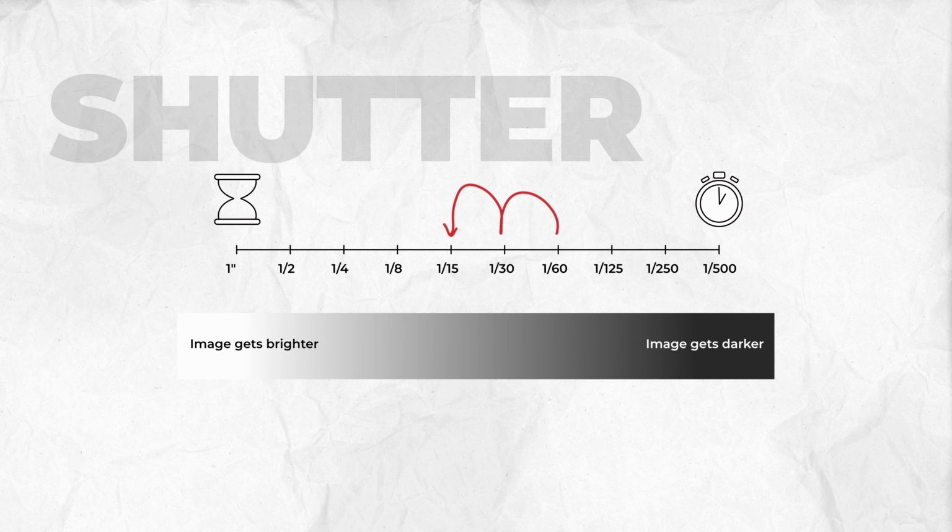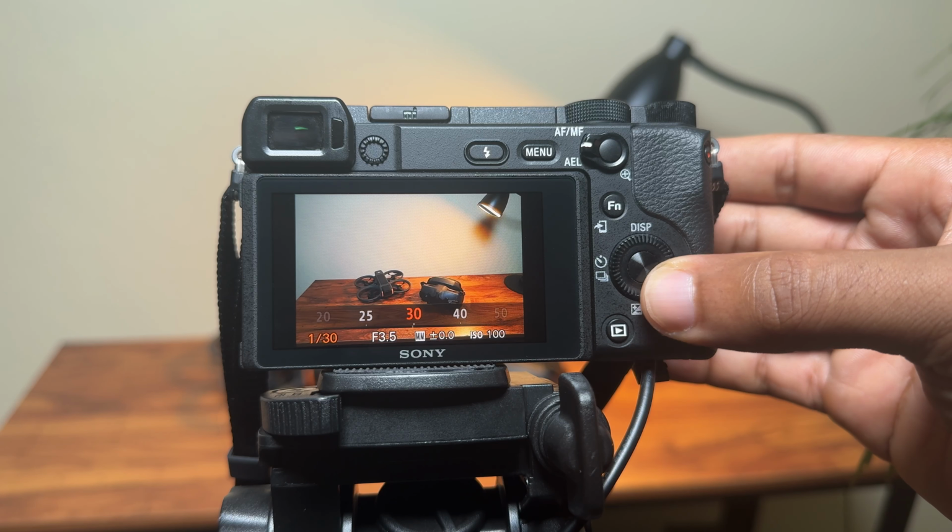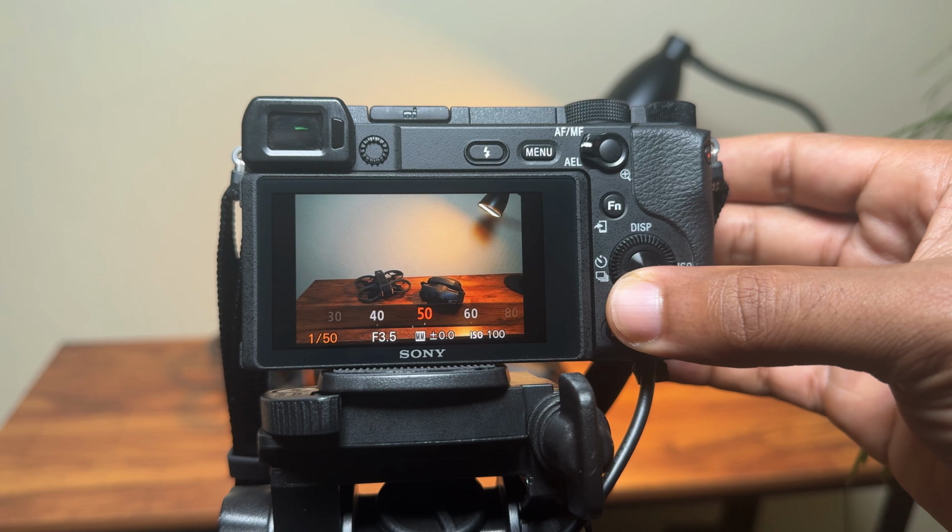1/15. And if you're at 1/15 but needed 5 stops less, 1/500. Just like aperture, your camera may have shutter speeds in increments of 1/3 of a stop. So instead of going from 1/30 directly to 1/60, you'll have the option of 1/40 and 1/50.